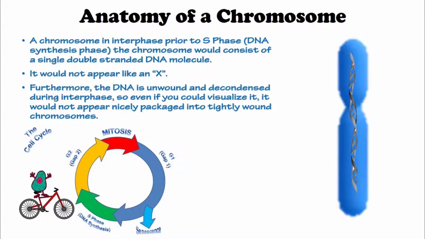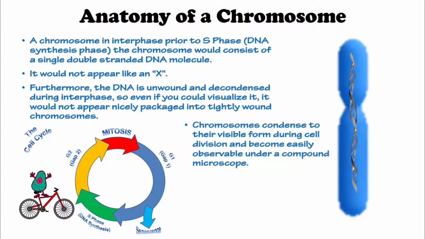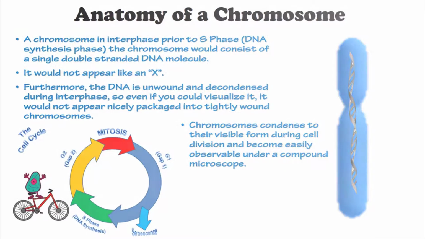Furthermore, the DNA is also unwound and decondensed during interphase, so even if you could visualize it, it would not appear nicely packaged into tightly wound chromosomes. Chromosomes condense to their visible form during cellular division, and they become easily observable at this time under a microscope.